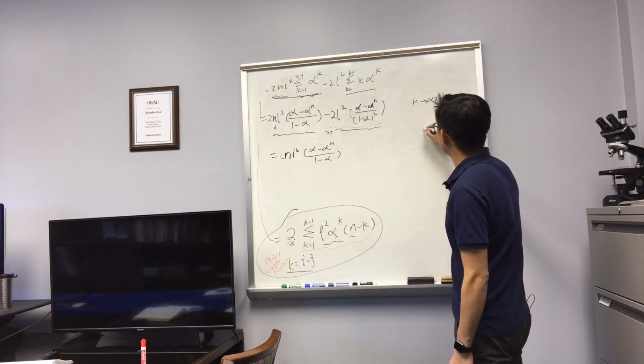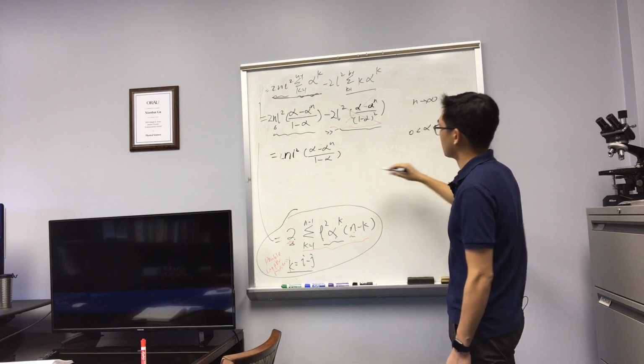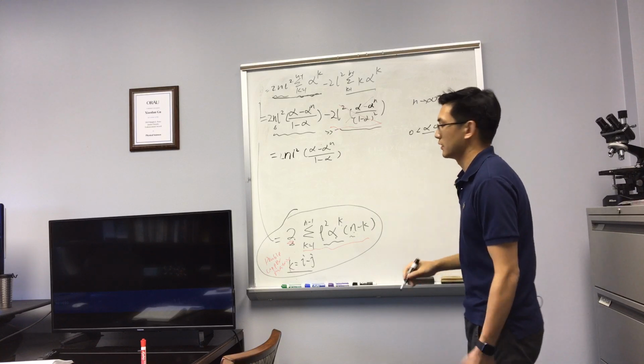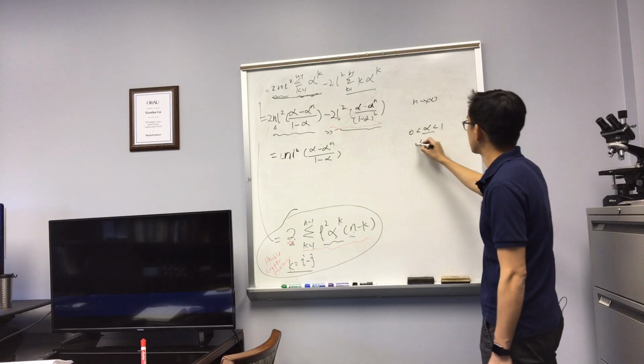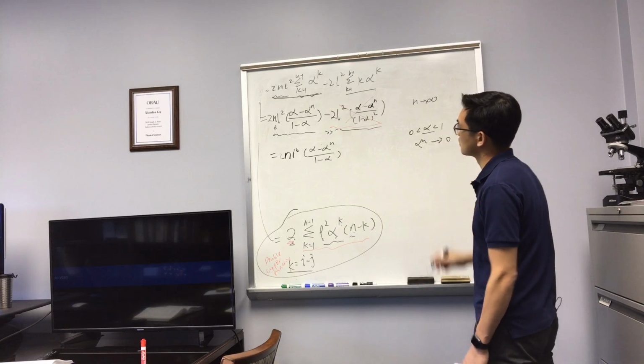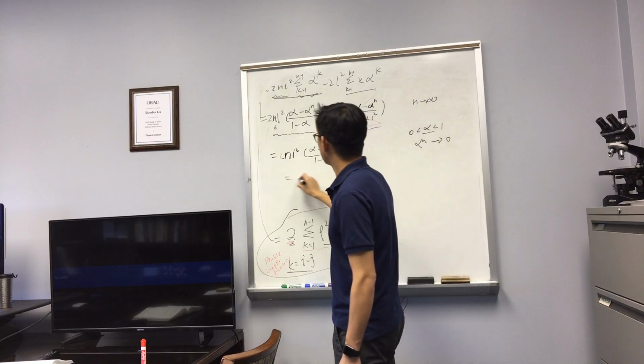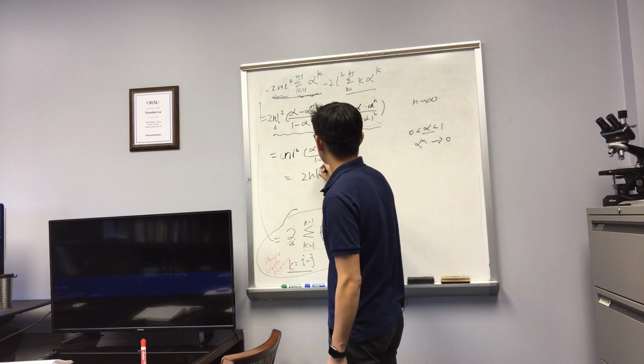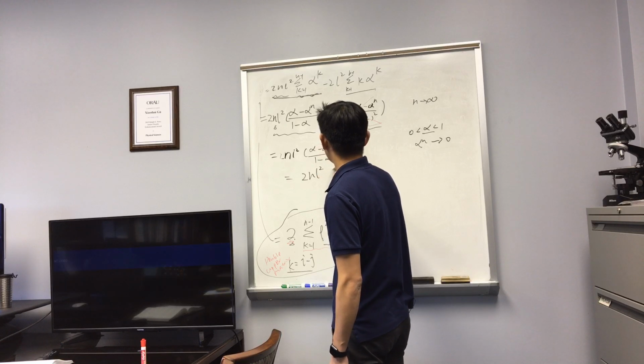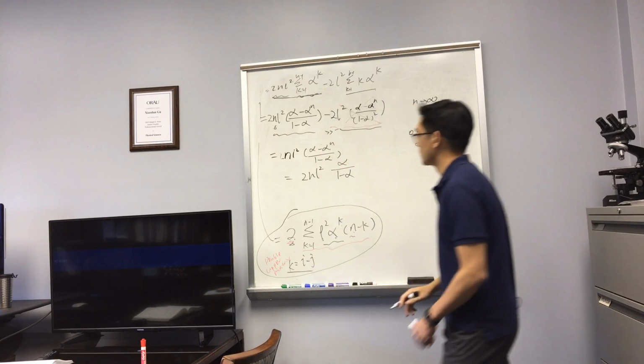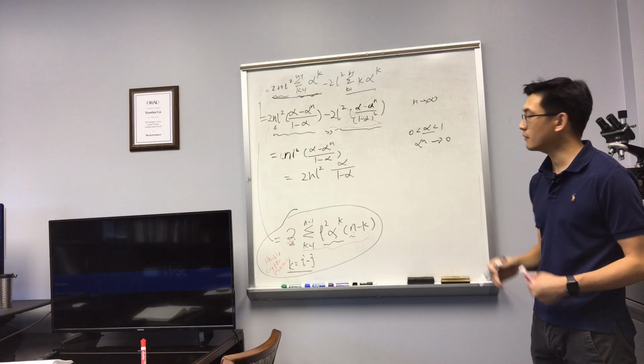And when alpha is between 0 and 1, if you multiply this by itself 10 times, it will be close to 0. So alpha to the n is close to 0 as well. What you're going to have is basically 2nl squared alpha, 1 minus alpha. This is a non-self term.